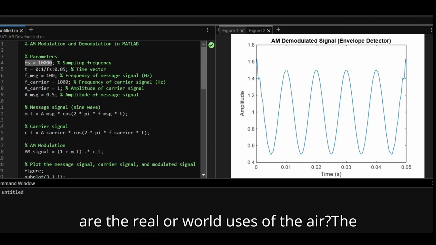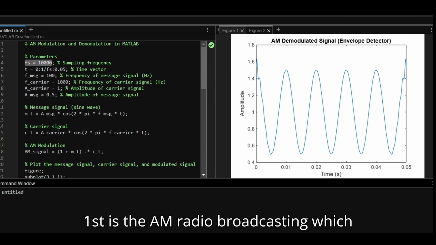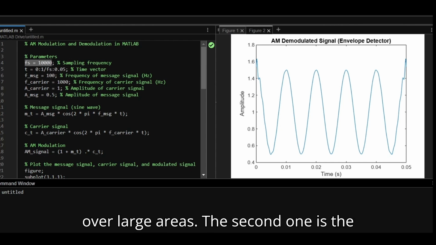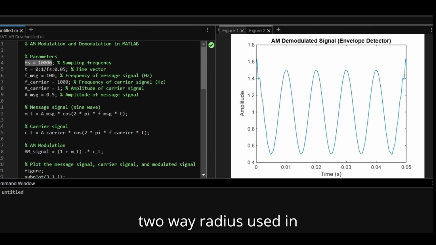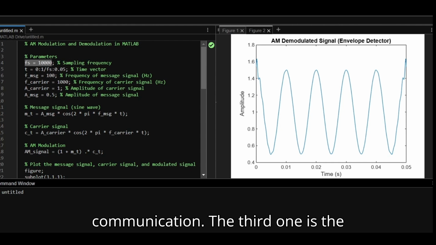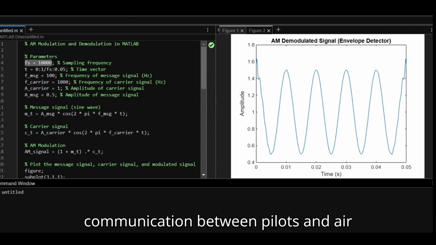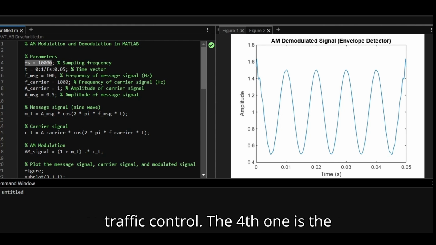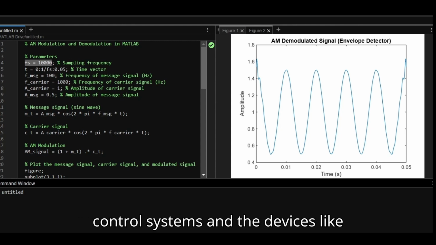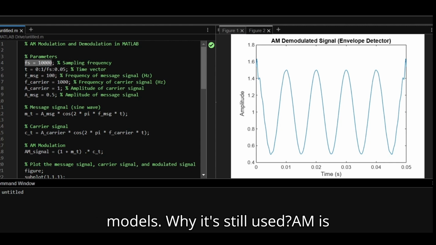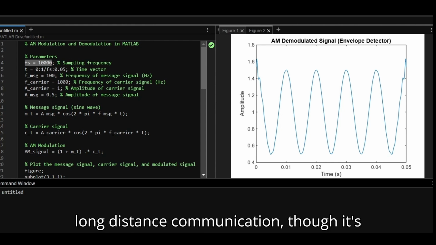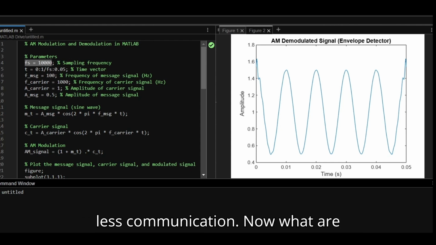What are the real world uses of AM? The first is AM radio broadcasting, which transmits music, news and talk shows over large areas. The second is two-way radios, used in walkie-talkies and CB radios for voice communication. The third is aviation communication, which enables communication between pilots and air traffic control. The fourth is remote control, used in older remote control systems and devices like models. Why is it still used? AM is simple, affordable and effective for long distance communication, though it's less clear.